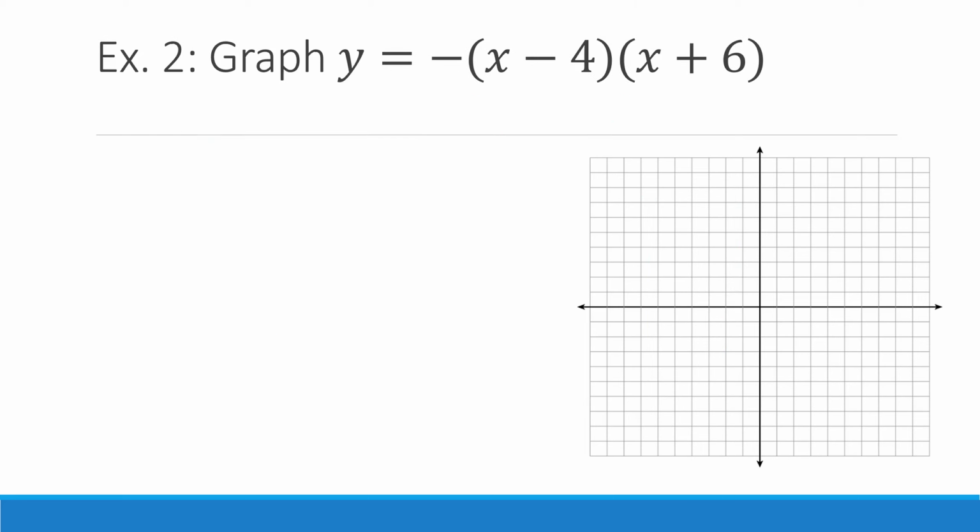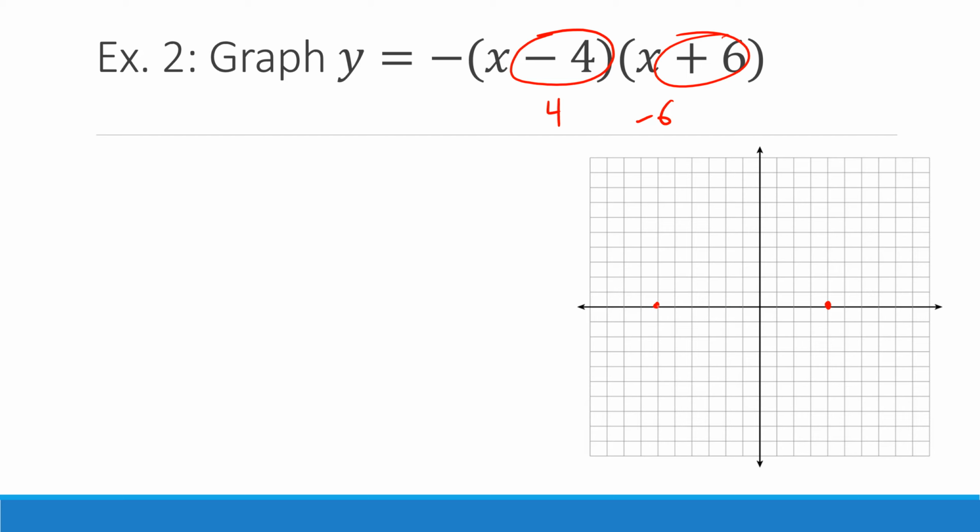Okay, let's do another example, and let's go pretty quickly still. I have two binomials multiplying each other. So it looks like here my x-intercepts are, remember I'm taking the opposite, the x-intercepts are going to be 4 and -6. So let's go ahead and graph those. 4, I have -6 way over here.